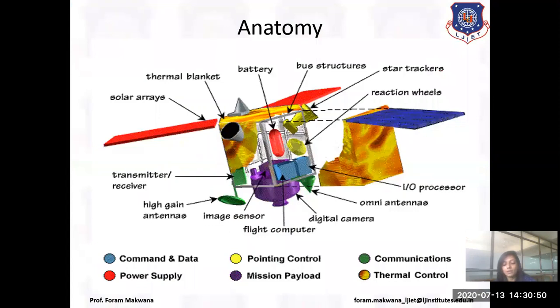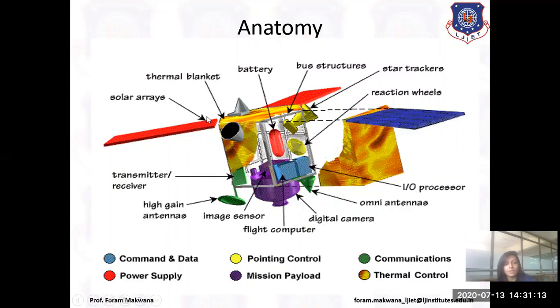In the space segment we will cover altitude control, orbit control, different anatomy and different parts of satellite. Now, this diagram you can see from over here is the satellite's internal portion.